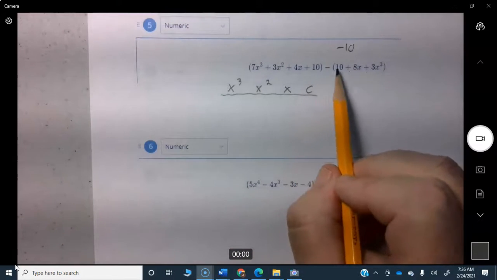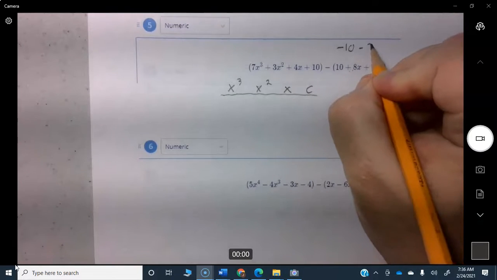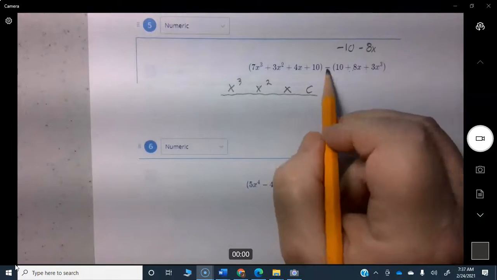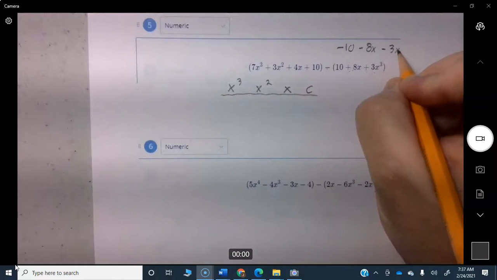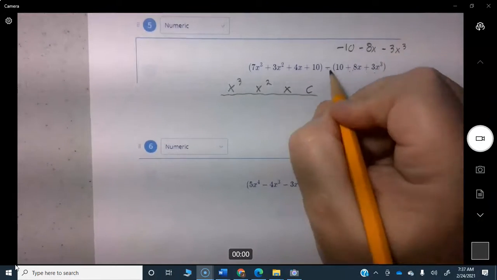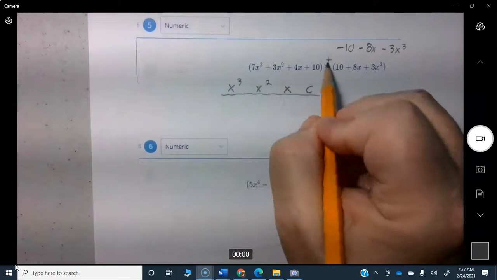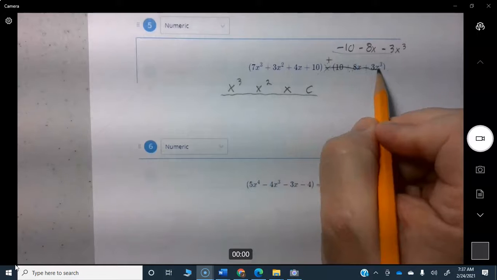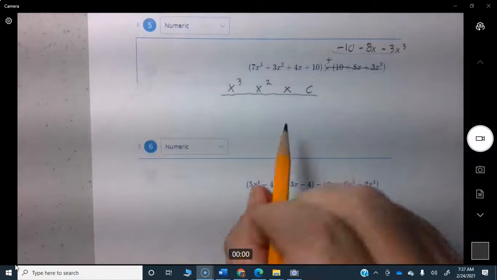So anyway, negative 10, and then it's going to flip this sign. It's going to be minus 8x, and then it's going to flip this sign, and it's going to be minus 3x to the third. And then that changes this into a plus sign. So it's this plus this. And you kind of forget about that. You don't use that. Don't get confused with that anymore. Okay, let's go ahead and place the numbers.